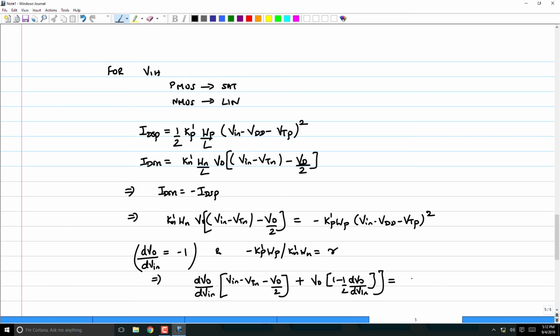Equals Vin minus (Vdd minus Vtp) into R. So can you simplify this and tell me what you get? Of course, here Vin is nothing but VIH, Vout is nothing but VOL. Can you get me the expressions?